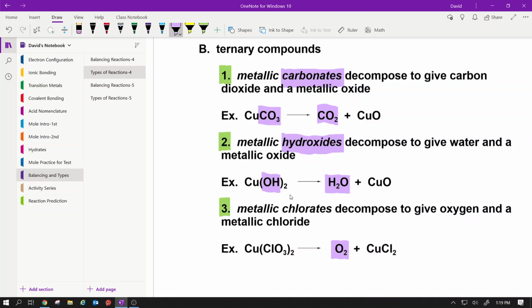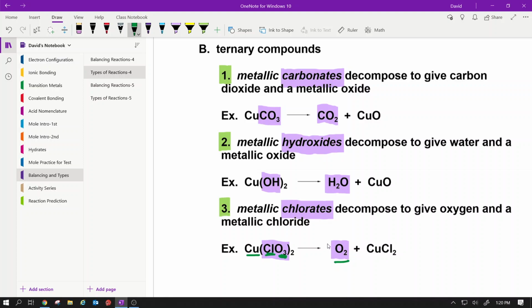Chlorates. Okay, hey, this is a little bit like carbonate, but it's different. Chlorate, ClO3, is going to produce for us a chlorine. And so it's going to produce a metal chloride and then some leftover oxygen, which will all bond together in pairs of O2. All right? So carbonate makes a CO2, hydroxide makes an H2O, chlorate, you've got that Cl that goes with the metal, and then some leftover oxygen that makes oxygen.